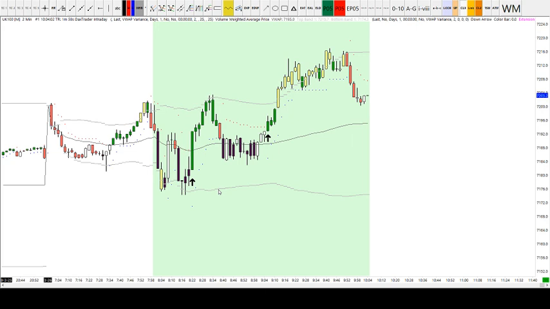I am, I believe, still in that trade. Let's just go and check over here. Yes, I am. So we sent out a signal this morning to get long on FTSE. Don't know how long this one's going to last because it has retraced quite drastically here. But we got in at 7194, I believe, or somewhere around there.